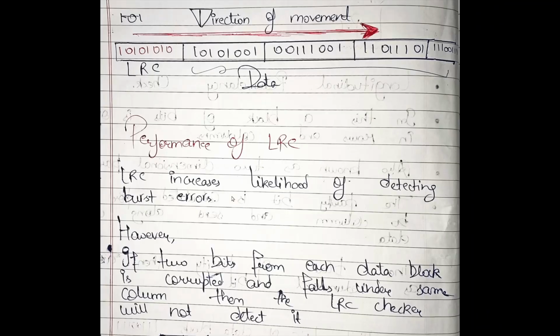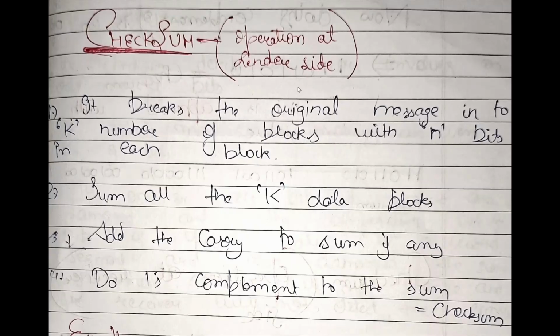Okay, now moving to the third error detection technique, that is checksum. This operation is done at the sender side at the very first. It breaks the original message into k blocks with n bits in each block. That is, the number of bits in every block will be the same. There is a data and it is going to break that data into some blocks having the same number of bits.